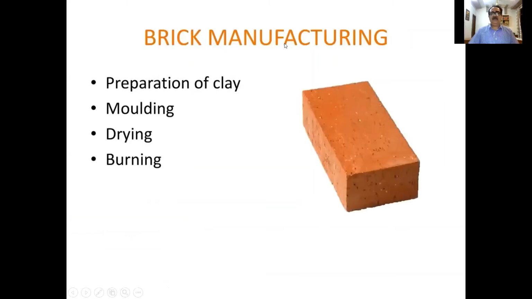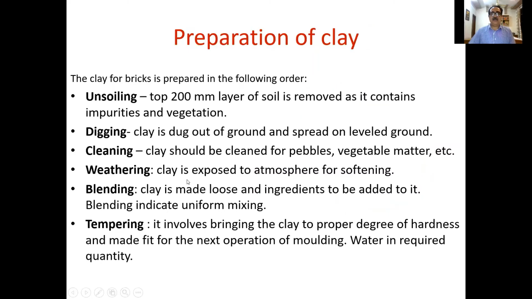Now if we see the manufacturing of brick, there are 4 major operations. First is the preparation of the clay. We have to identify the site from where we have to select this clay. We take this clay and then we go for the molding process, then sun drying, and then finally burning in the brick kilns. So the first operation, preparation of clay, involves the following sub operations.